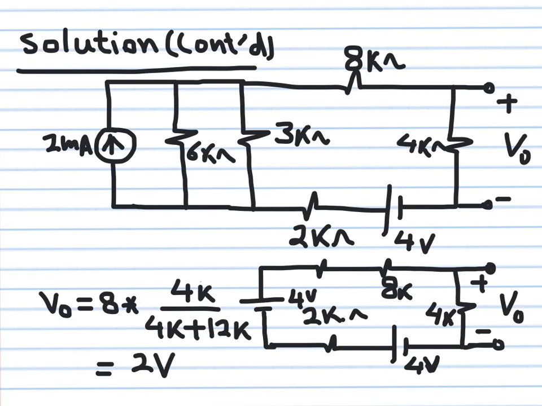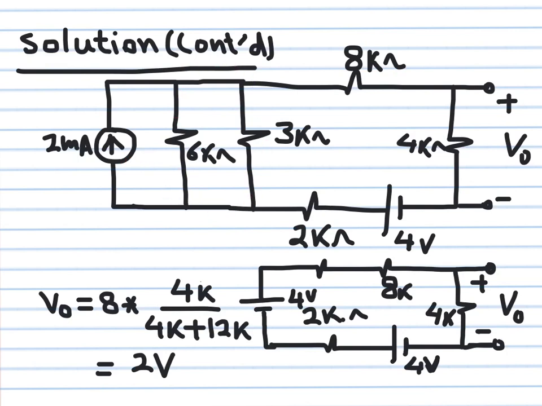So this is now how the circuit looks like. I created this current source in parallel with this resistance. But the good thing is, if I combine 3K and 6K, they are in parallel. You can see they are connected in parallel. 3K by 6K over 3K plus 6K will give us 2 kilo ohm. So this source is in parallel with 2 kilo ohm.